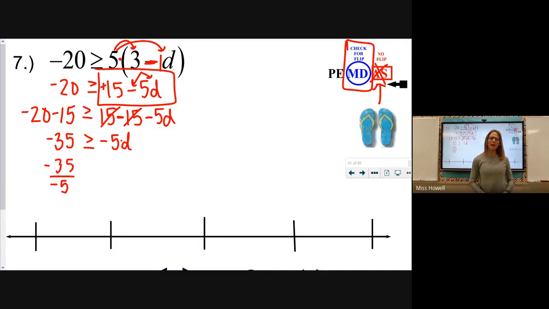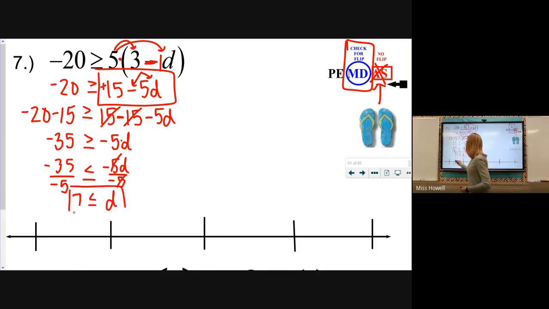This number, the one I'm dividing by, is my flip, no flip number. Since it's a negative, I also have to flip on this step. On this line right here, it should now be a less than or equal to, so be careful. What we do to one side, we got to do the other. So over here, we're going to also divide by negative 5. Cancel on the one side. Negative divided by negative over here is going to give us a positive 7 is less than or equal to d.